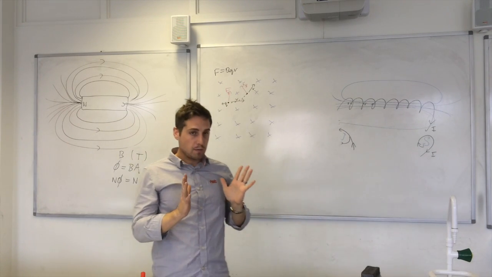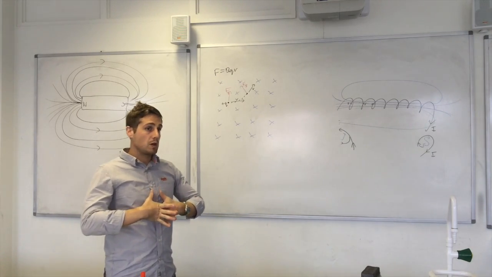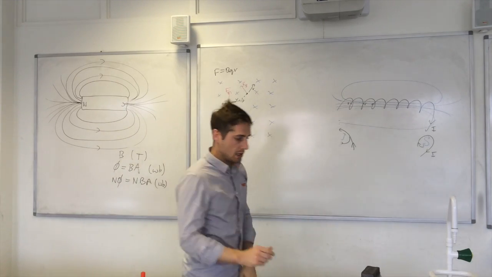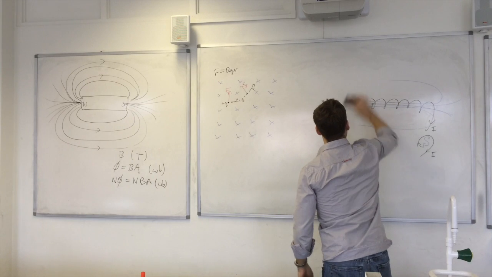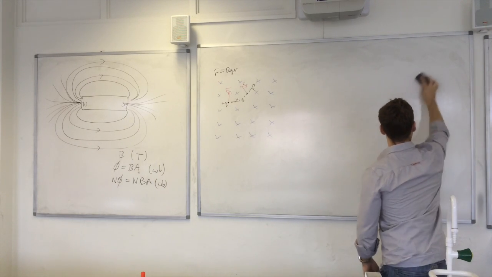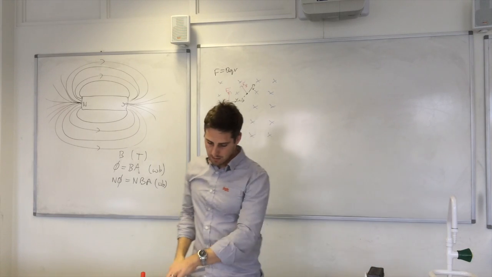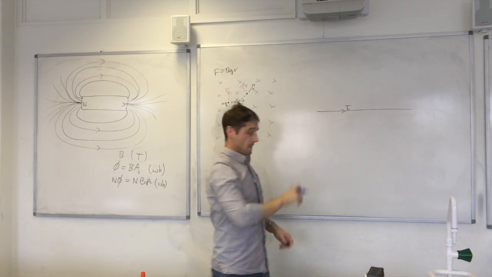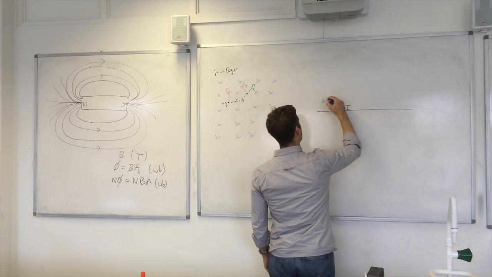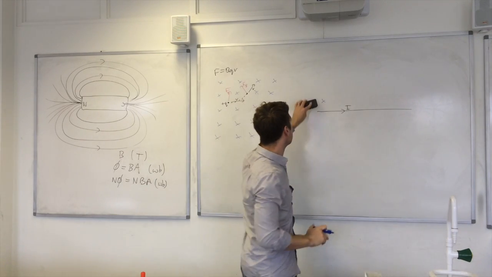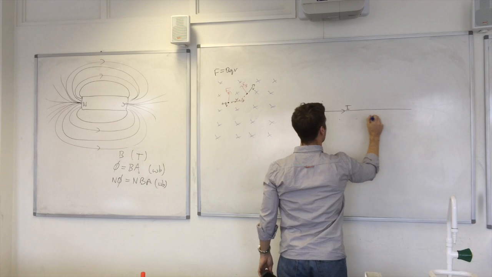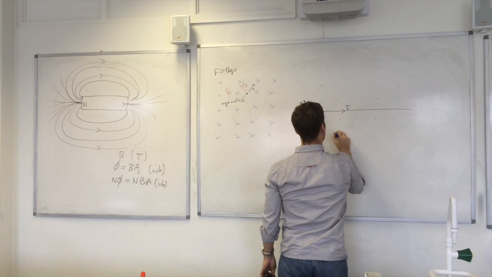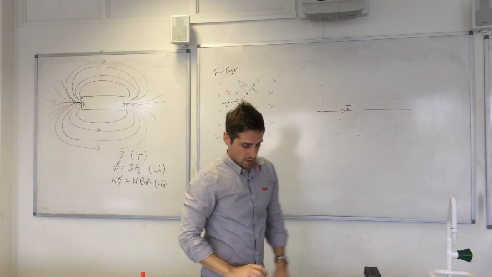So that's a charged particle moving through a magnetic field just by itself. It's not in a conductor. What if it is in a conductor? Let's get rid of this now. I've got a conductor. Let's have a different field direction this time. Okay, that's our field there.